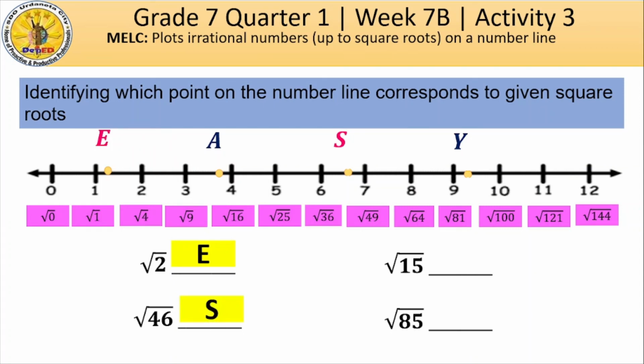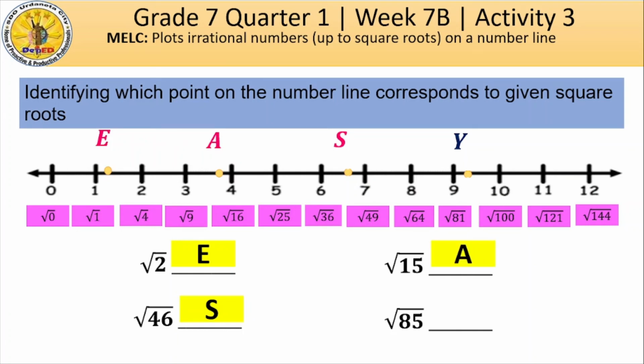Next, we have the square root of 15. The square root of 15 is greater than the square root of 9, but less than the square root of 16. So it lies between 3 and 4. So, meaning to say, the point that lies between 3 and 4 is point A. So we will just simply write here A.